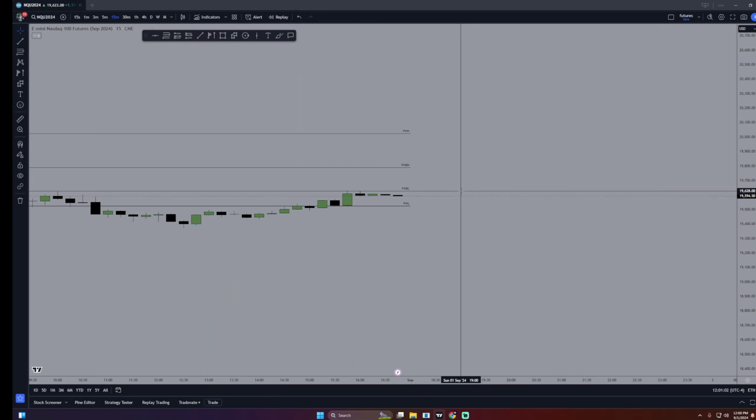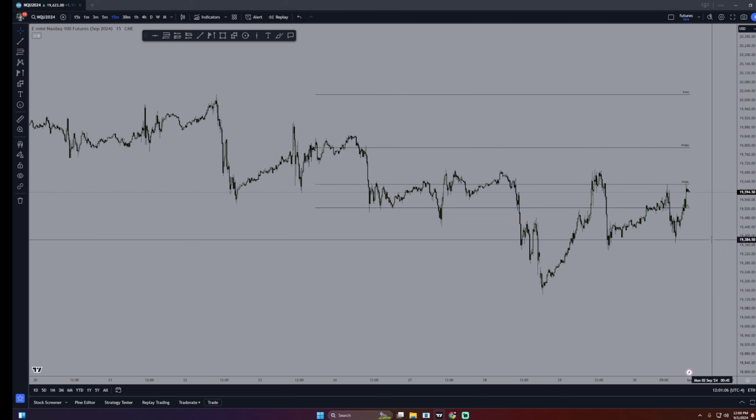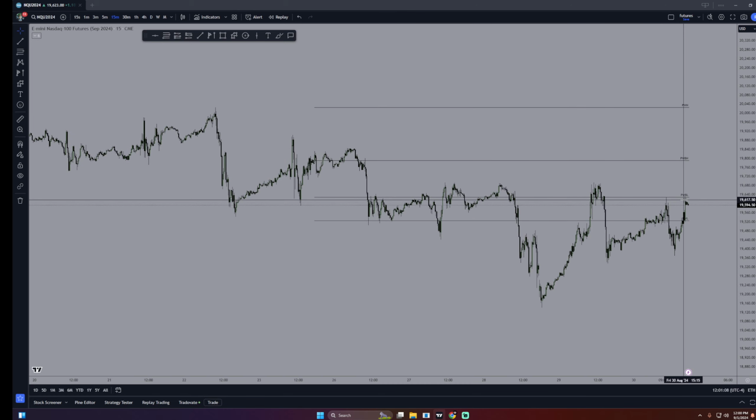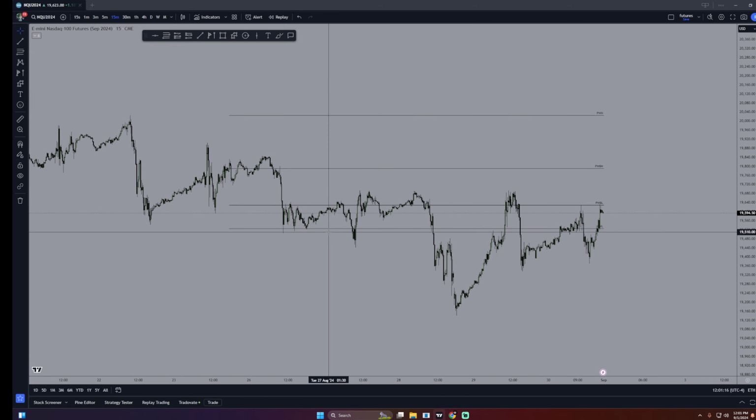Okay, let's go on the 50-minute. See how we react to these levels. So, top tick, bottom tick, bottom tick, bottom tick. Perfect. Okay. We're kind of treating these as a mean. You know, we do see rejections off these levels. We go up, we go down. We go down, we go up. We go up, we go down. You know what I'm saying?